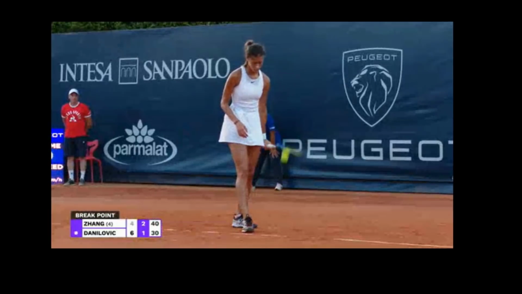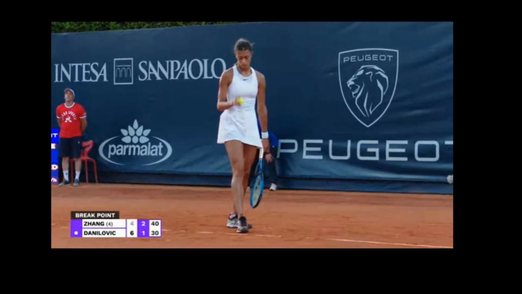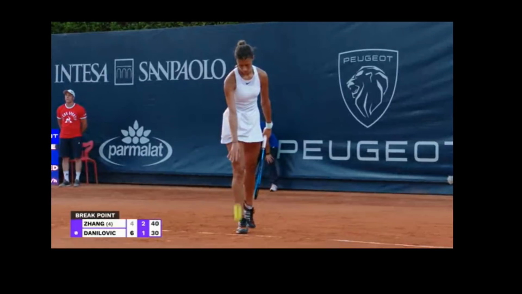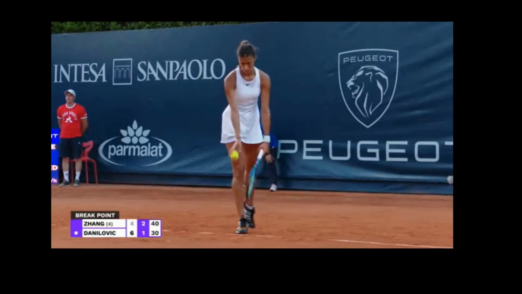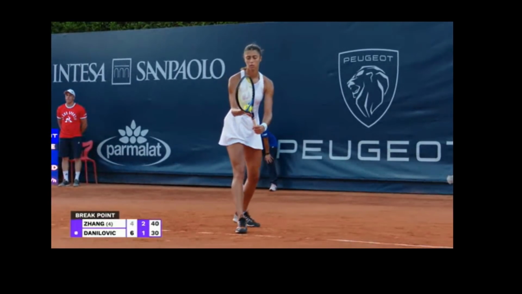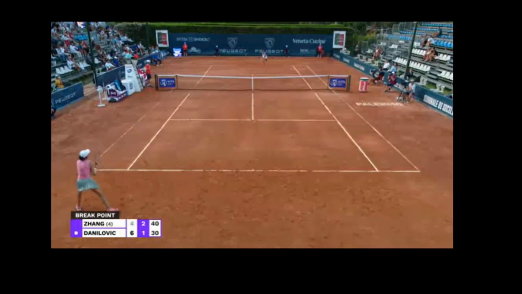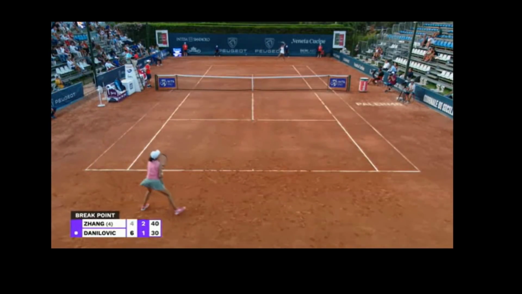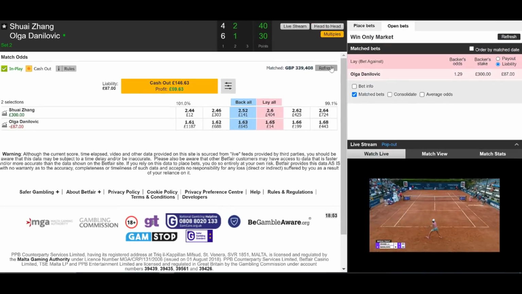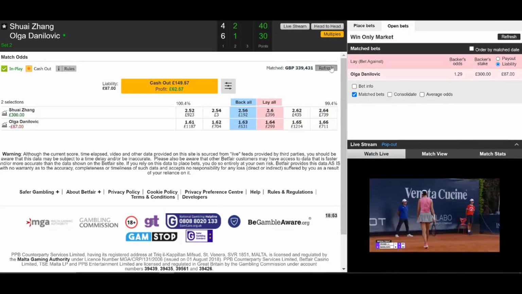So early in the second set, it's now break point in favor of Zhang. Remember, we laid at 1.29. The price has already gone out to 1.49. Let's see if she can convert this break point. Let's see what happens. Yep, the odds have already moved, so there you go. So she's converted that break point.